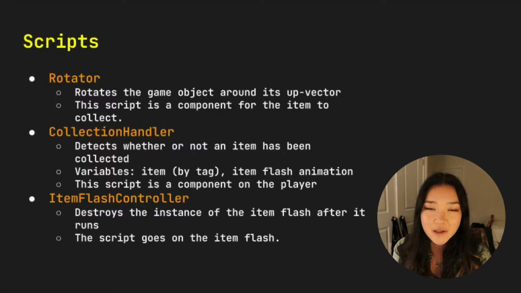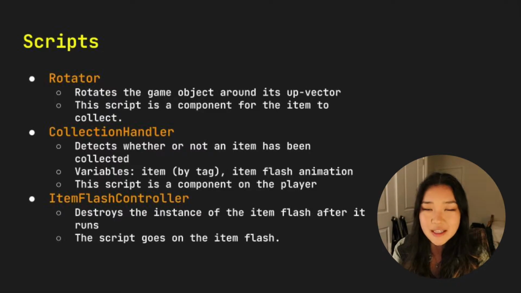Okay, the second thing that we're going to write is a collection handler. This is going to detect whether or not we've picked up an item, and then once we do, we're going to play our animation explosion. And this is going to be a component on the player, so that way you can just add as many of these as you want for all the different types of items that the player can pick up.